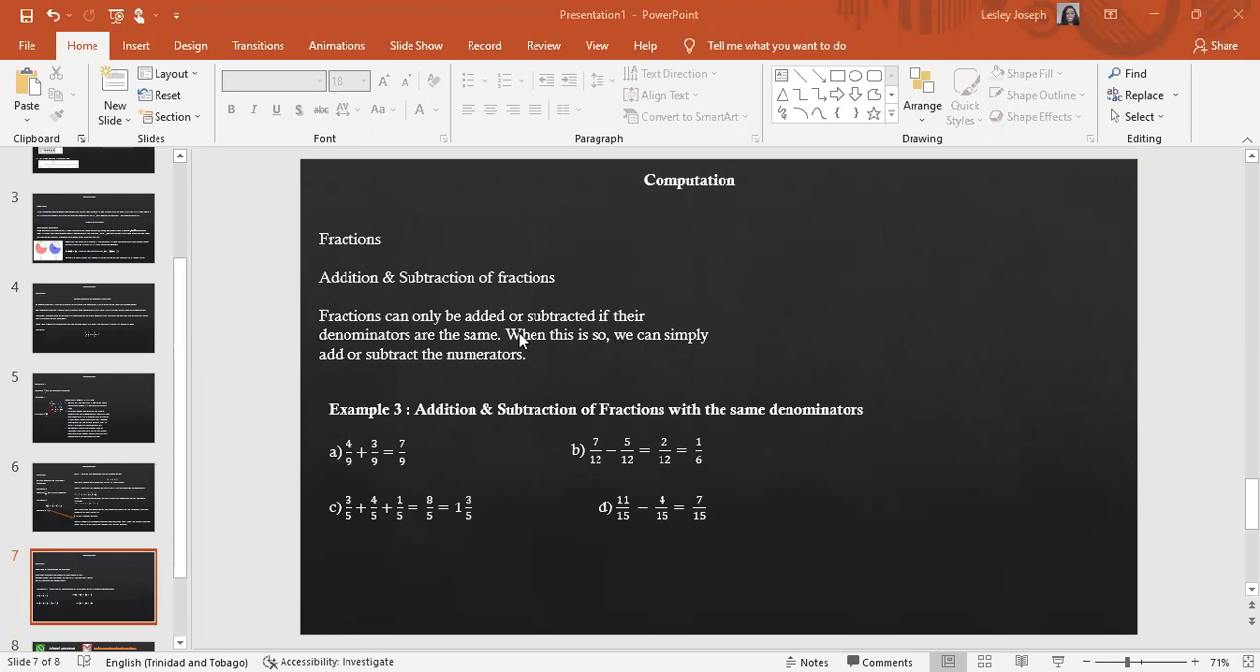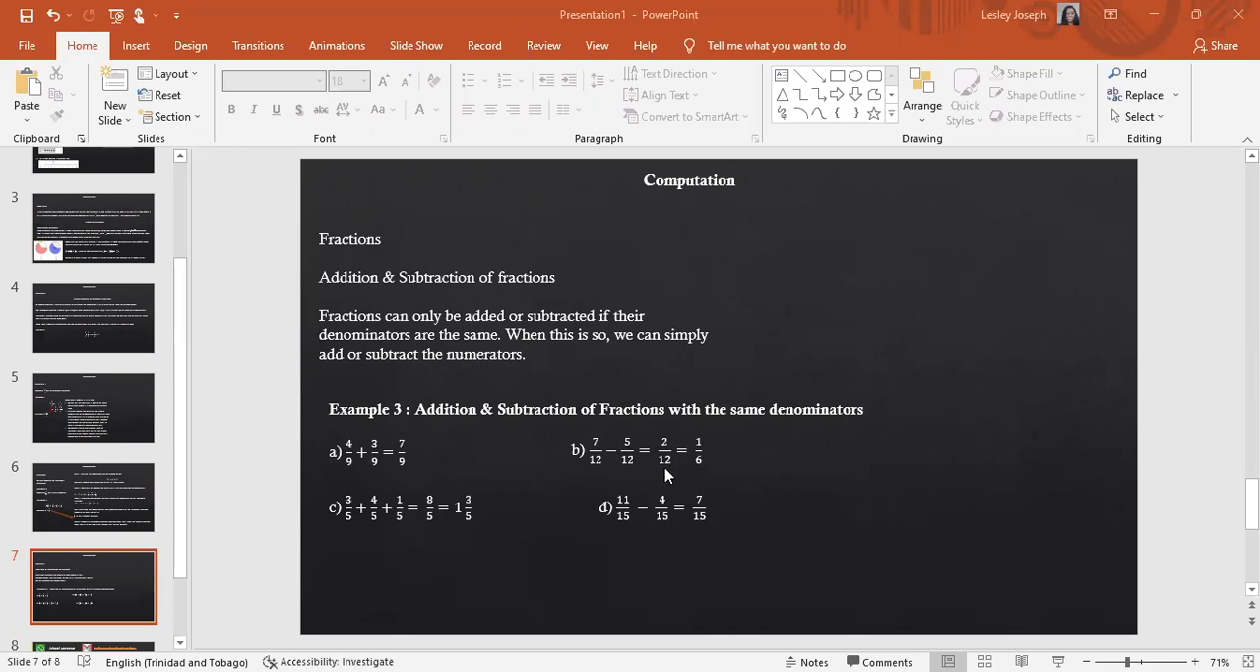When we're adding and subtracting fractions, fractions can only be added or subtracted if their denominators are the same. When this is so, we can simply add or subtract the numerators. So in our example, in A, we have 4 ninths plus 3 ninths will give us 7 ninths. Of course, we just simply add the numerators, 4 plus 3 is 7. With B, we have 7 twelfths, subtract 5 twelfths, we will get 2 twelfths.